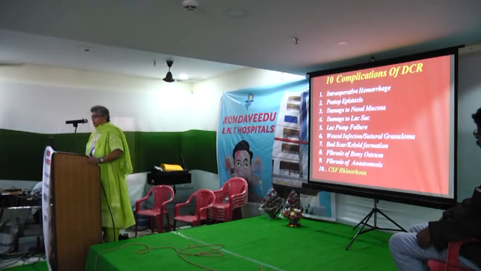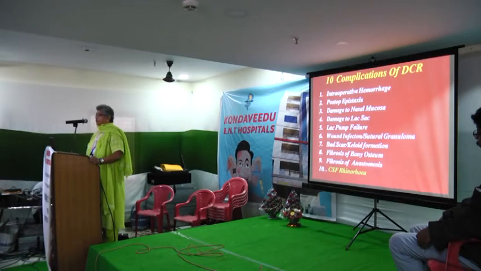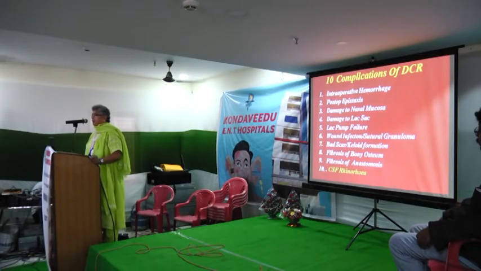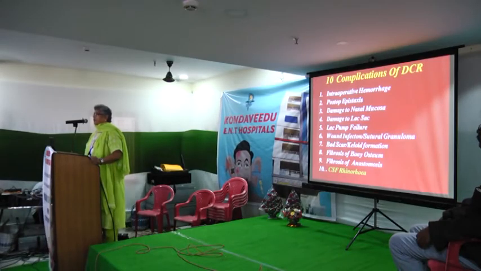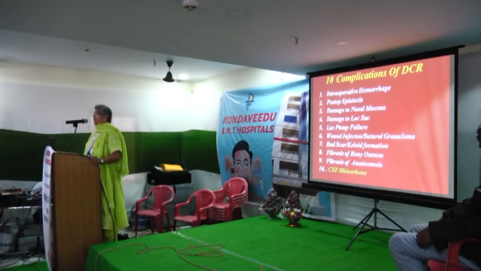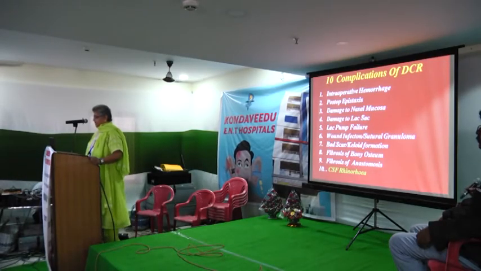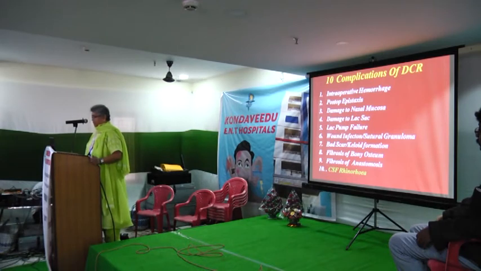Lacrimal pump failure, wound infection, suture granuloma, bad scar, keloid formation if you don't suture properly, fibrosis of the bony osteum, fibrosis of the anastomosis, and CSF rhinorrhea, a dreaded complication. If you go higher up and damage the cribriform plate of the ethmoid, you will get CSF rhinorrhea, but still it is manageable. You can observe the patient for 2 to 3 days and pack the nose nicely, and it will subside with high antibiotics and you can easily discharge the patient. If required, you can call the neurosurgeon.